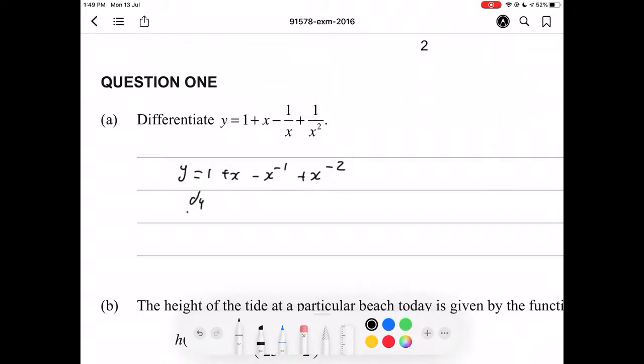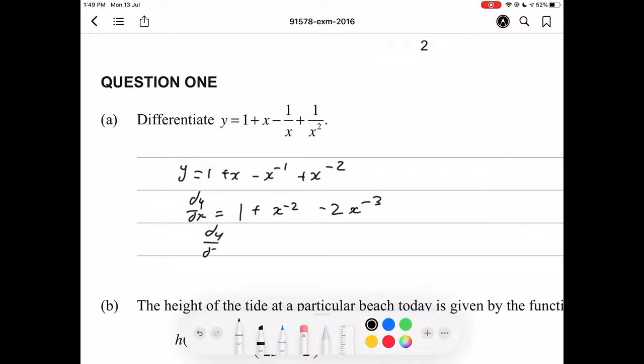So dy over dx equals, the constant 1 goes away. Differentiation of x is just 1. Negative 1 times negative 1 is a positive, so it becomes plus 1 times x to the power of negative 2, because we take the power down by 1. Then plus x to the power of negative 2: negative 2 times positive 1 is negative 2. So negative 2, take the power down by 1, so x to the power of negative 3.